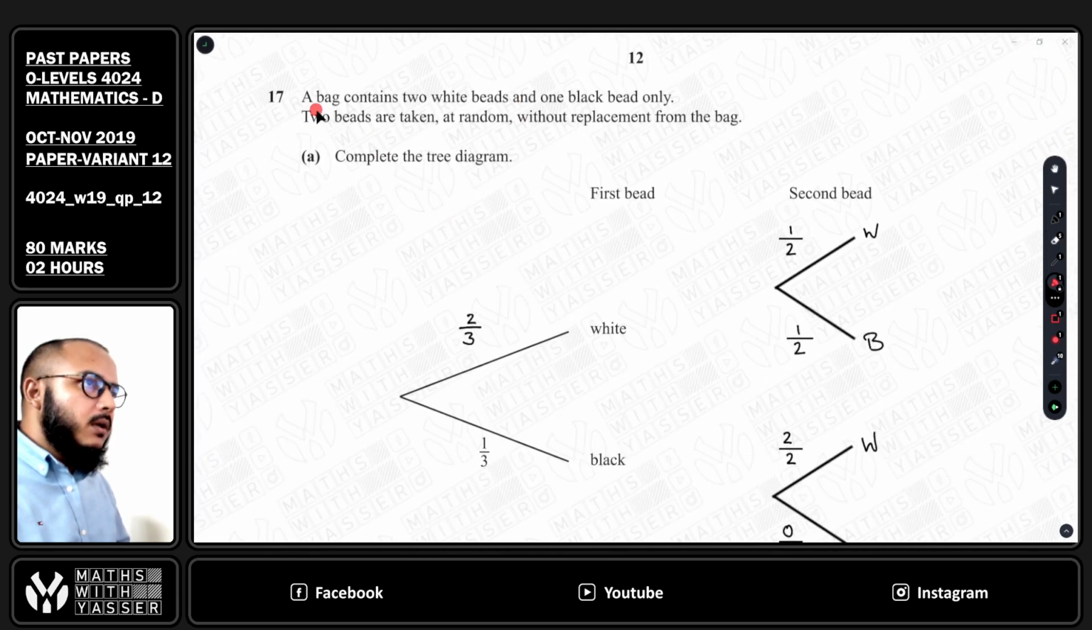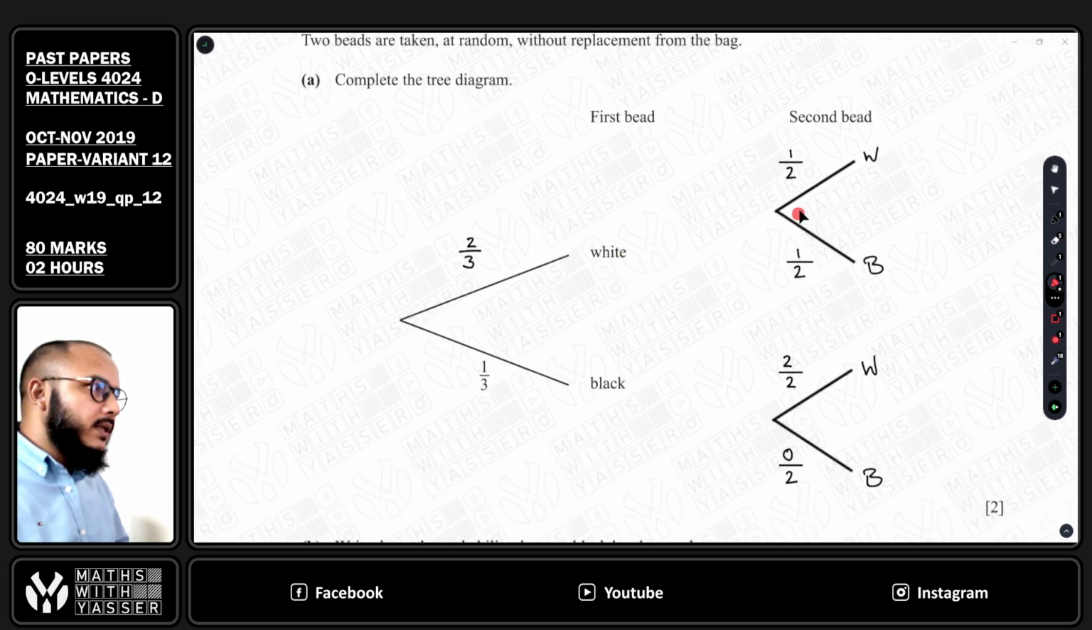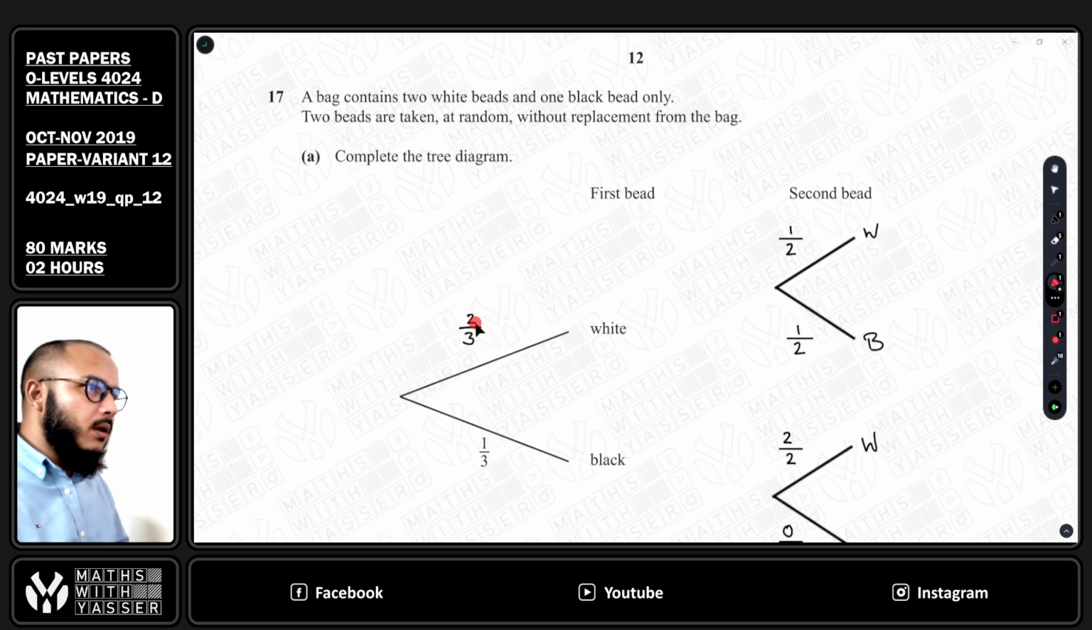Question number 17. A bag contains 2 white beads and 1 black bead only. 2 beads are taken at random without replacement from the bag. Complete the tree diagram. So this was not provided in the question and we had to draw this. Also, this value was not there. So since the probability to get a black as a first bead is 1/3, that means the other one, which is the white, should be 2/3.